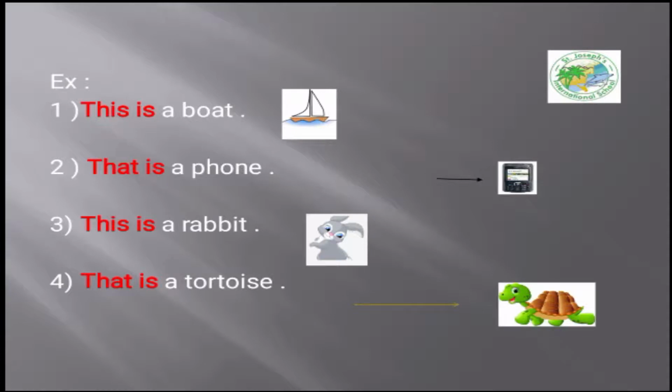But in number four, this tortoise is far from the sentence. So I use what? This? No, I use that is a tortoise. Excellent work. So in number four, that is a tortoise because the tortoise here is far from the sentence. Okay, now let's talk about the plural objects or the plural nouns. In the plural, I use two different words, these and those.